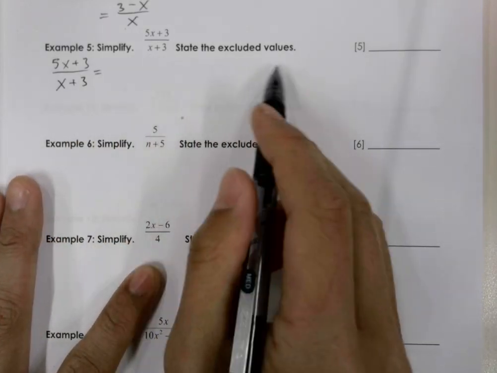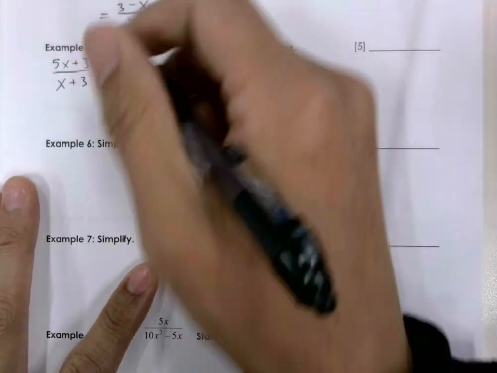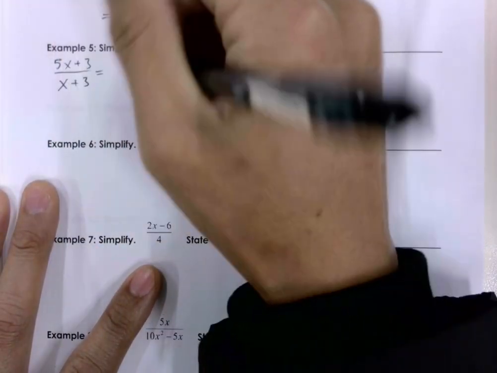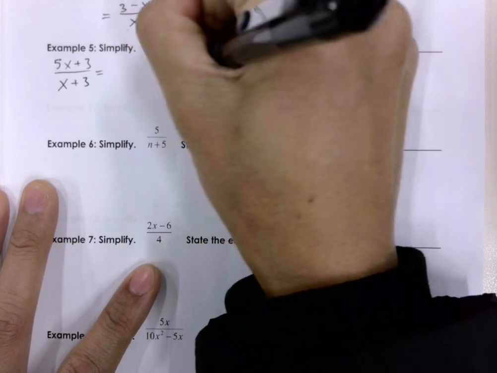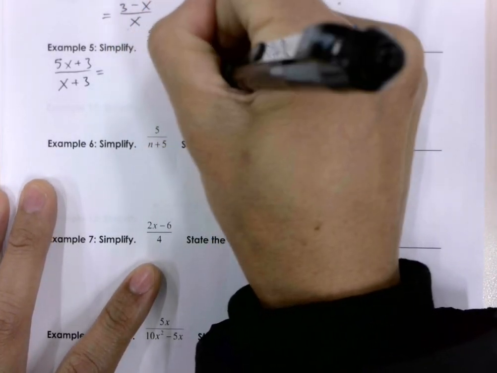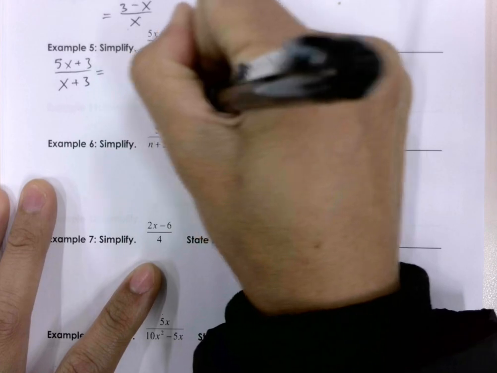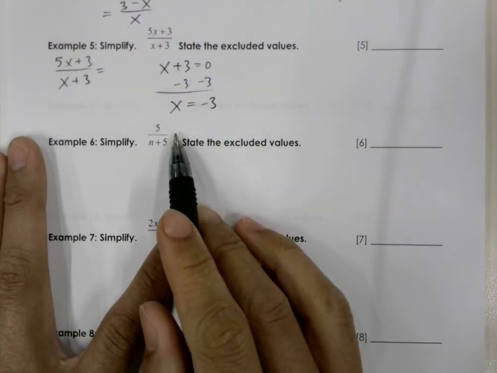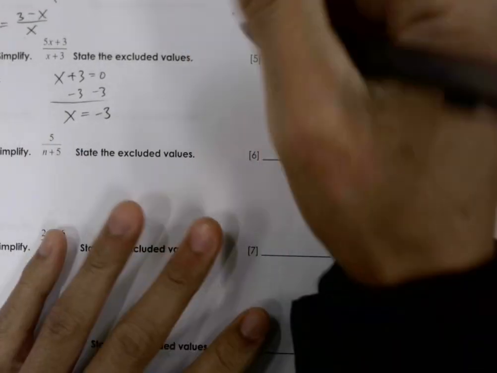And now we want to state the excluded values. So how do we find the excluded values? We take the denominator and we set it equal to 0. So x + 3 = 0. We're going to subtract 3 from both sides to solve for x. x = -3. So here's our simplified version, and our excluded value is -3.